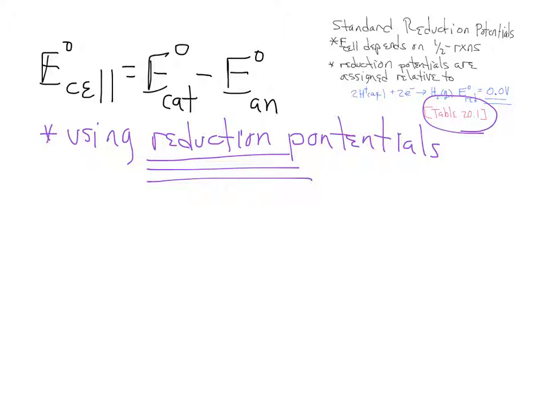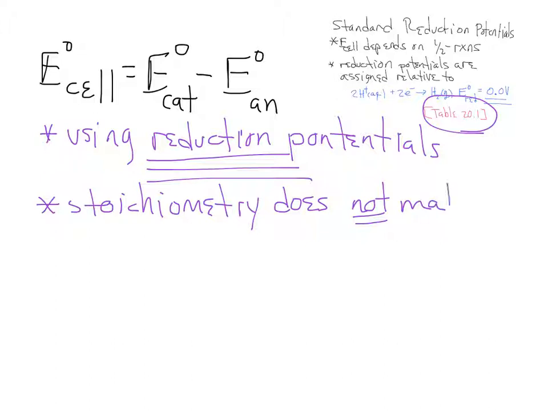So another important thing to remember when we're doing cell potentials is that stoichiometry does not matter. So it doesn't matter what your coefficient is in front of the hydrogen ions or in front of the zinc metal or zinc ions. That does not change this reaction. You simply look at the cathode reduction potential, subtract from that the anode reduction potential, and that'll give you your cell potential.